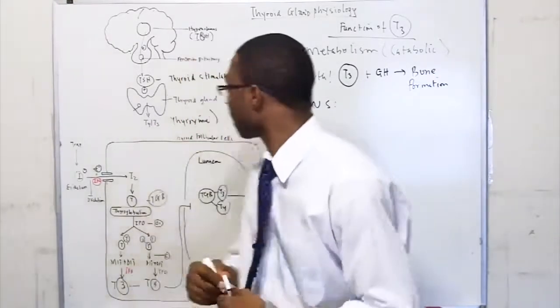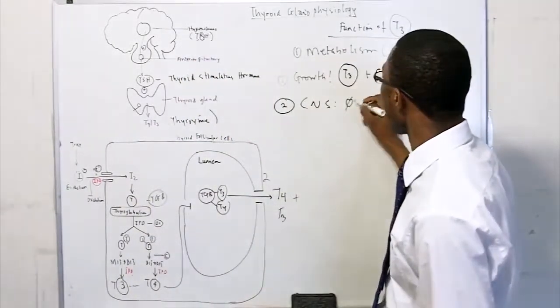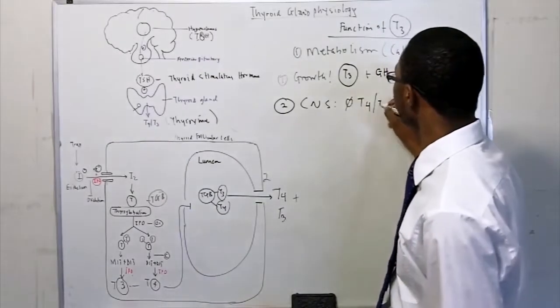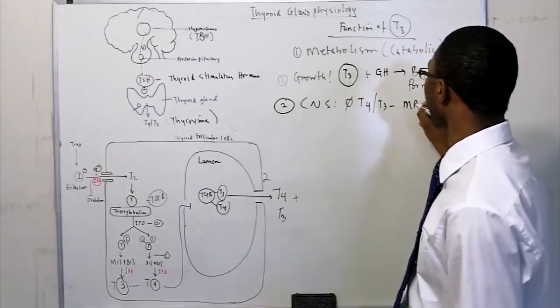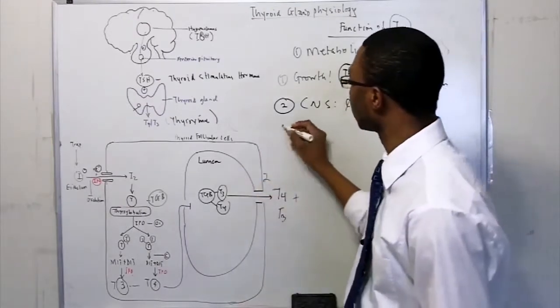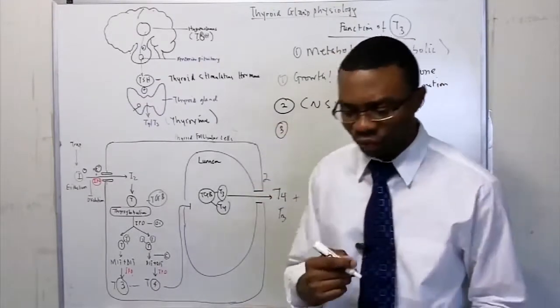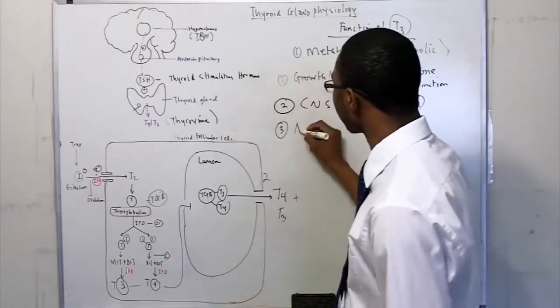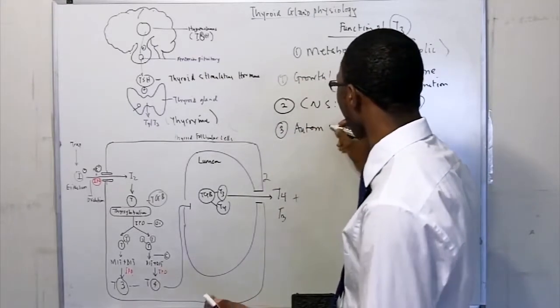Now, if you don't have T4 and T3, you become mentally retarded. So at birth, neonates always get screened. What else do we need it for? We need it for the autonomic nervous system. I thought this was the most fascinating part.